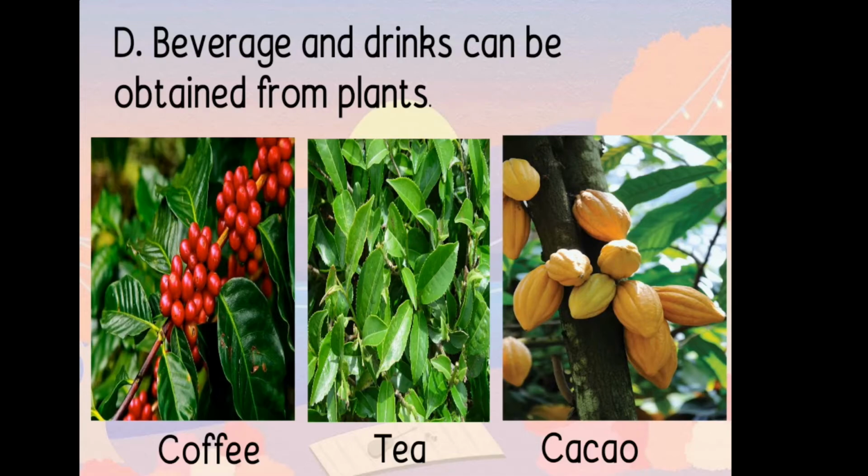So, tea, ginagamit na sa mga tsaa lang or yung parang plain na tsaa. Pwede din sa milk tea, sa mga ganon. Cacao, used for chocolate drinks, chocolate bars, so ganon.